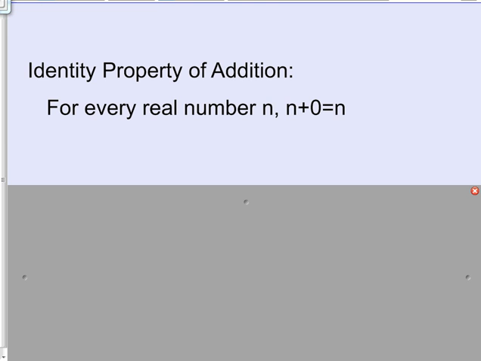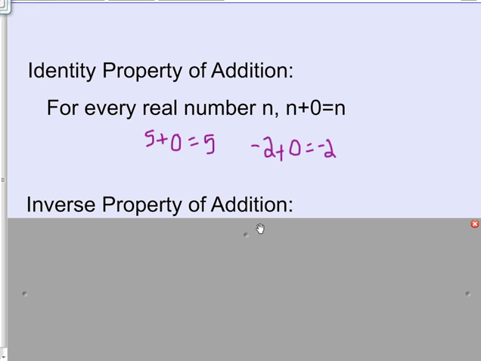So for example, we could have 5 plus 0, and the answer would be 5. Okay? That would also be true if we had negative 2 plus 0. All right, it would equal negative 2. Okay? Our second property is the inverse property of addition.